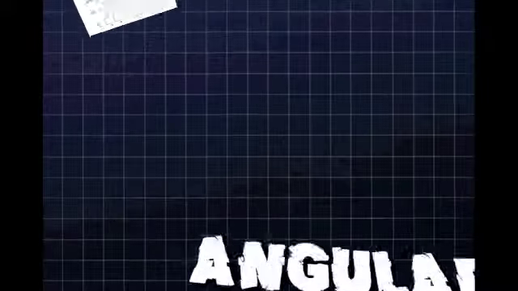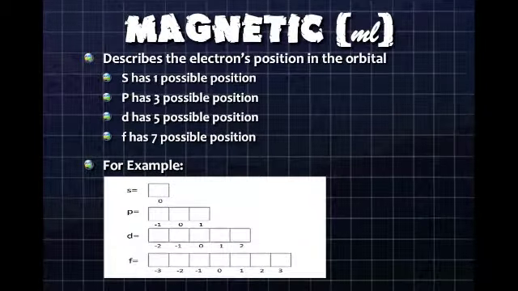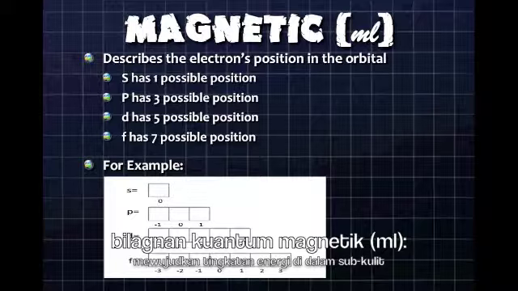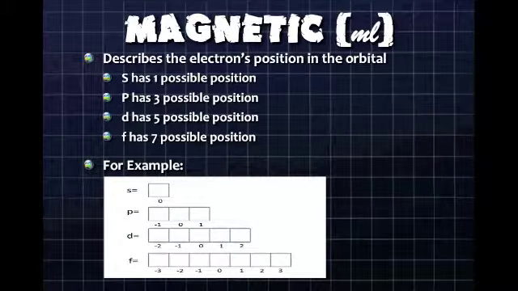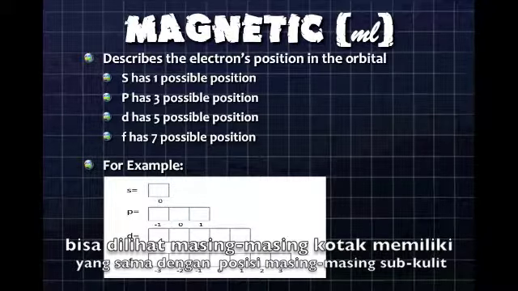Next is the magnetic quantum number, or the ml. It describes the electron's position in the orbital. s has 1 possible position, p has 3 possible positions, d has 5 possible positions, and f has 7 possible positions. So there's this picture here.